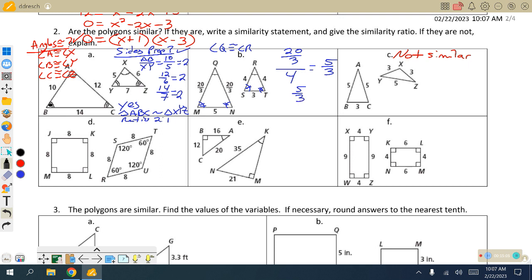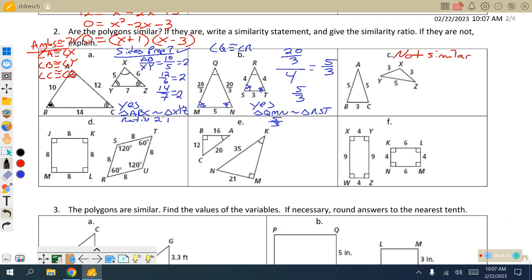So the angles were congruent, the sides were proportional. So do we have similar triangles here? Yes. Sure do. So letter B should have been a yes. We write up the similarity statement. QMN is similar to triangle what? RST. And the ratio is what we just found to be 5/3.